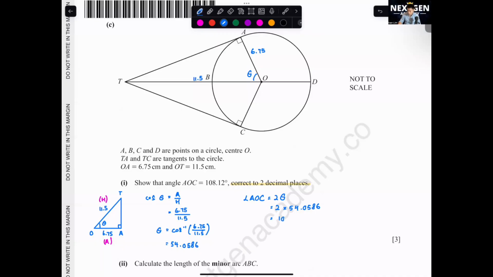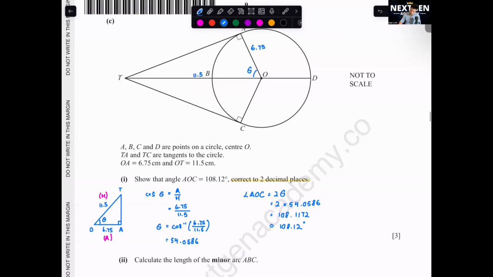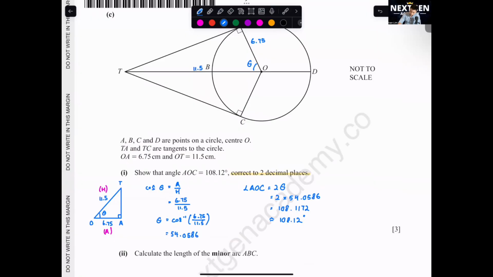So here we will get 108.1172. Then only you write 108.12 degrees. You try your best to follow as close as you can to the mark scheme. So this whole thing here is 108.12.